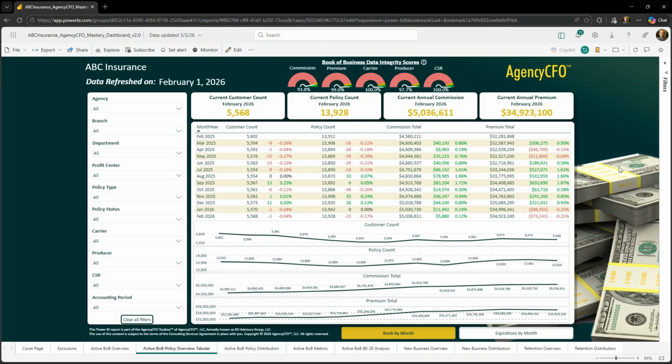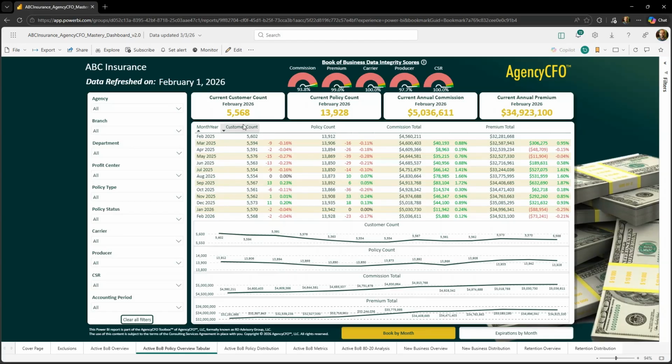There you go. All right. Now we're looking at a lot of numbers, and there's a story here. As we look at the leftmost, it starts with customer count, policy count, commission, and premium. The four boxes at the top. Absolutely. And now we're looking at the columns below.